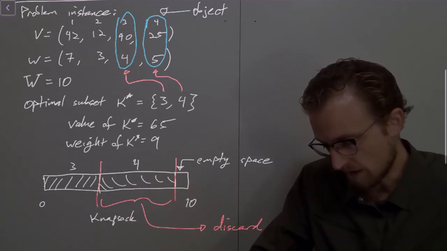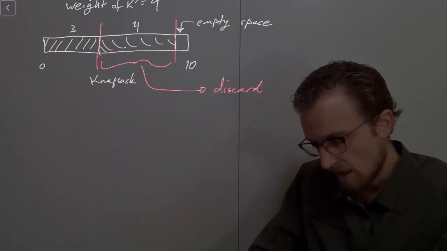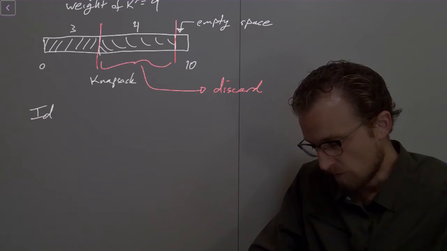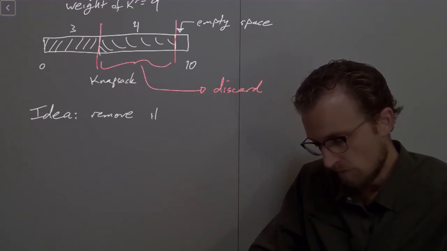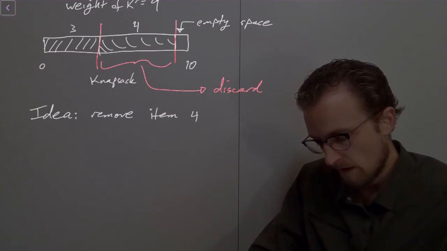So what I'm doing is I'm saying, let's remove item 4. Remove item 4 and associated capacity.